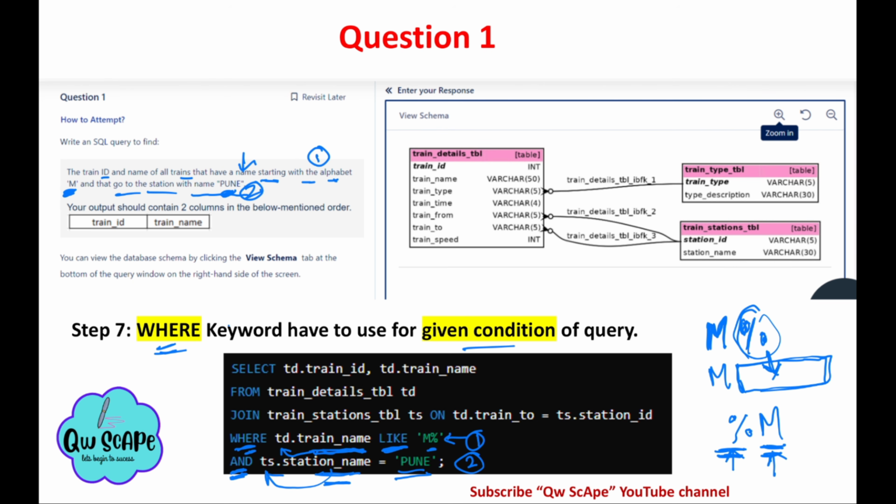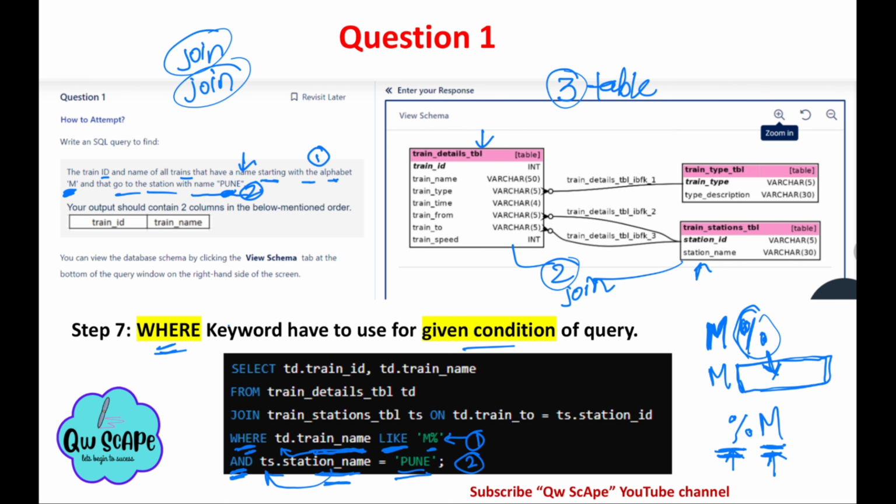Second thing is, we have to join this table and this table. Suppose in other questions we want to join 3 tables, here we join 2 tables. If we want to join 3 tables, then you have to write 2 joins. Here we write 1 join, as you can see, to join the 2 tables.